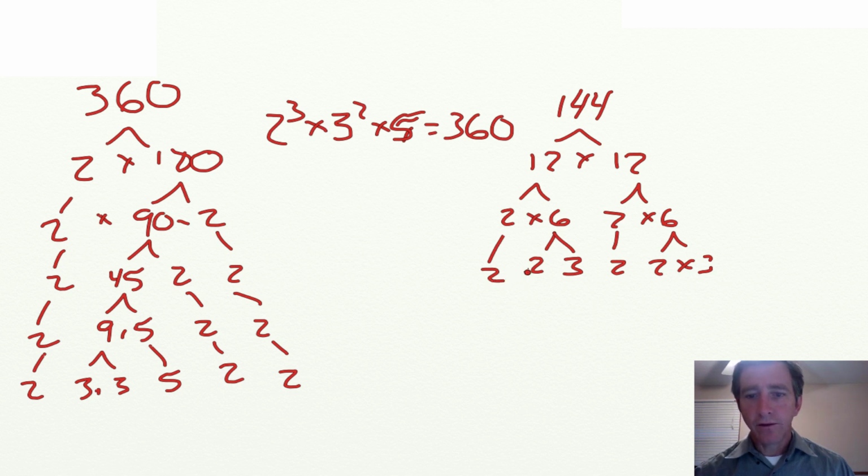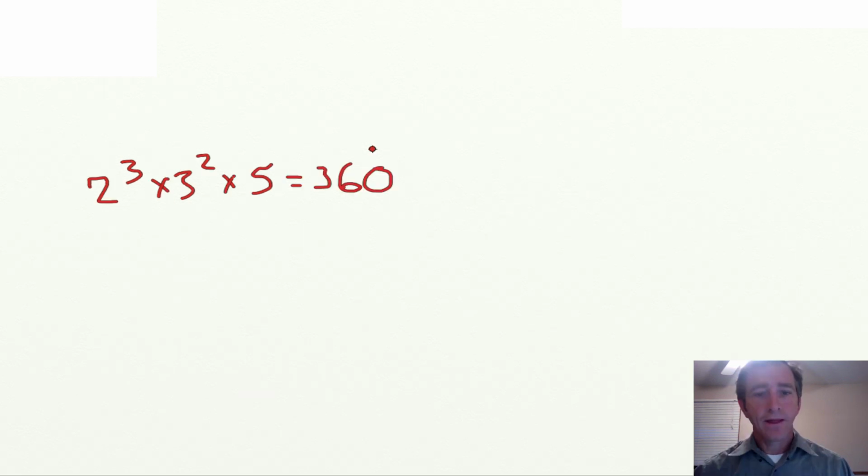Factors here are 2. How many 2's do we have? 1, 2, 3, 4. 2 to the fourth power. How many 3's? 2 times 3 squared. 144 was 2 to the fourth power times 3 squared.